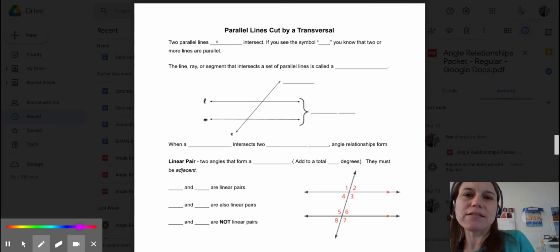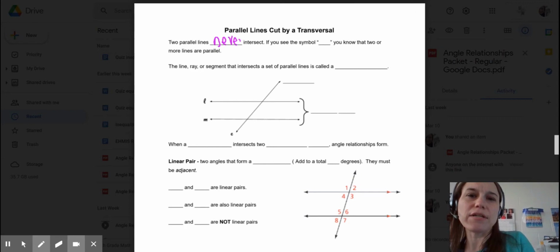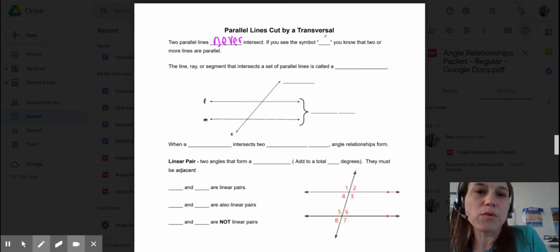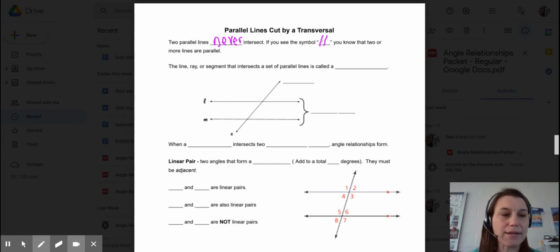Two parallel lines never intersect. So it means that they never cross. And if you see this symbol here, which is just two like L's, that means that the lines are parallel.